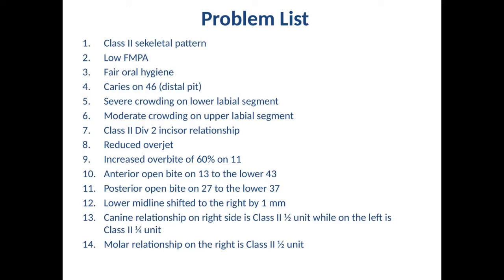Canine relationship on right side is class 2 half unit, while on left is class 2 quarter unit, and molar relationship on the right side is class 2 half unit.